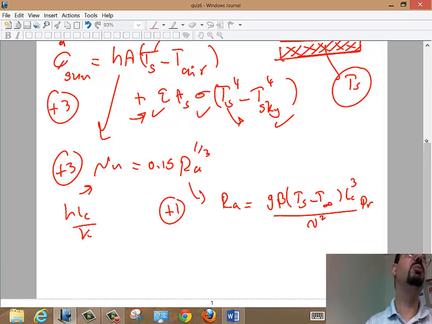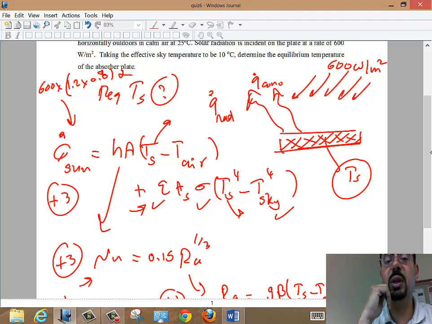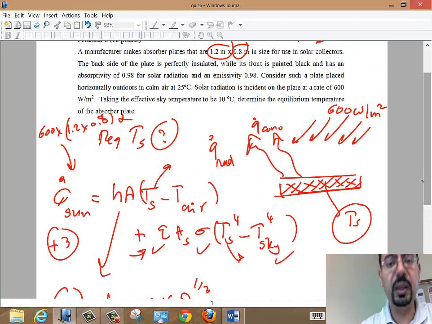So one, don't assume there is no trial and error. Second, don't kill yourself over the trial and error. If you have the time, iterate once. If you don't have the time, just say, I will iterate more to get this close. And again, if you guess really smart, you wouldn't really have to iterate that much. So a stupid guess would be how much? The T air, right.